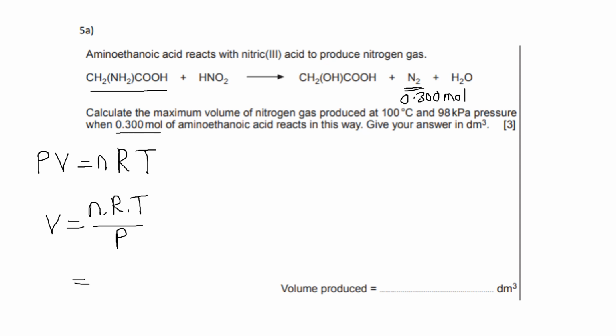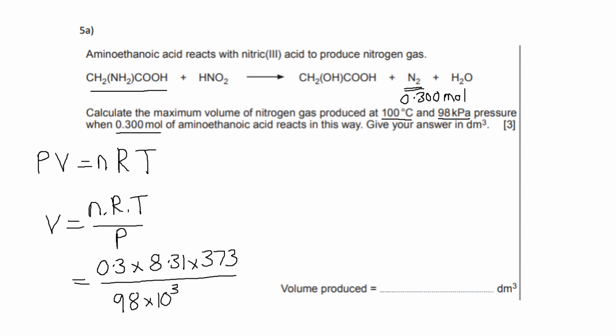And at this stage, we need to plug some numbers in. n is the number of moles, so that's the 0.3. R is the gas constant, which is 8.31. T is the temperature, which is 100 degrees Celsius, but we have to convert that into Kelvin by adding 273 to it. So that would become 373 Kelvin. And the pressure is 98 kilopascals. Now that needs to be in pascals, so it'd be 98 times 10 to the power of 3 pascals, or 98,000 pascals. I've just times it by 1,000 there.